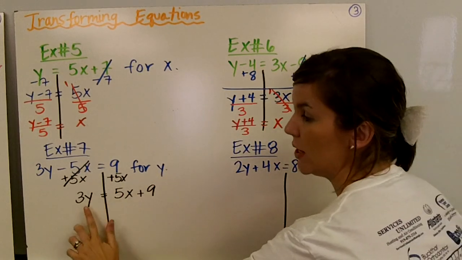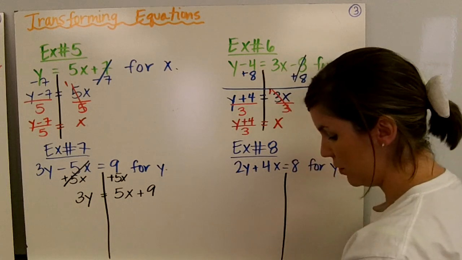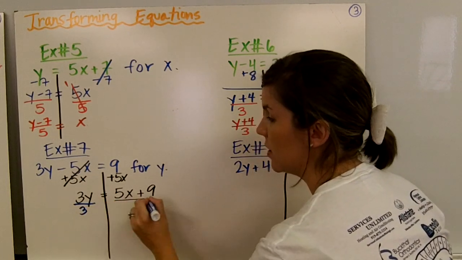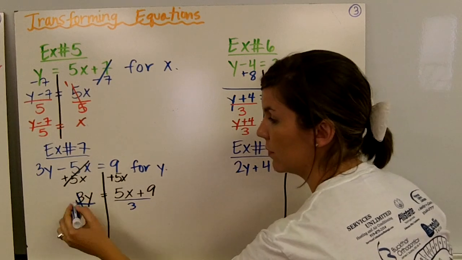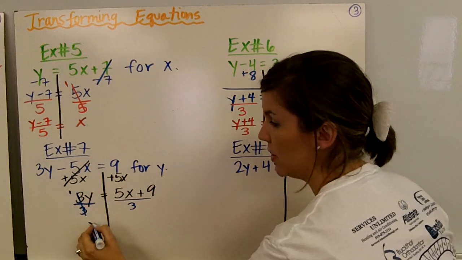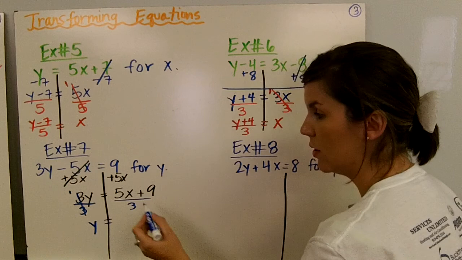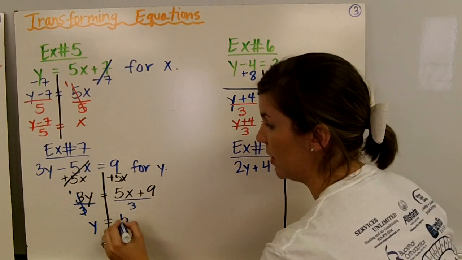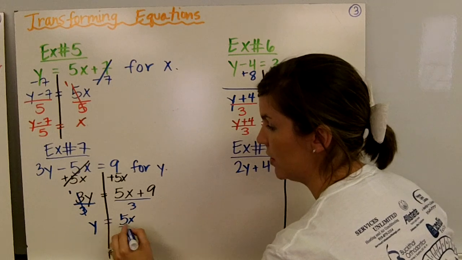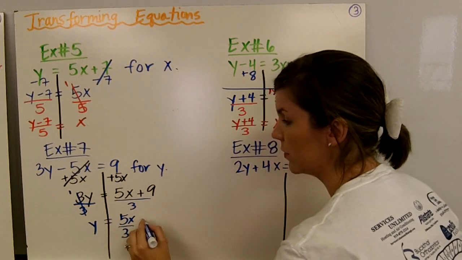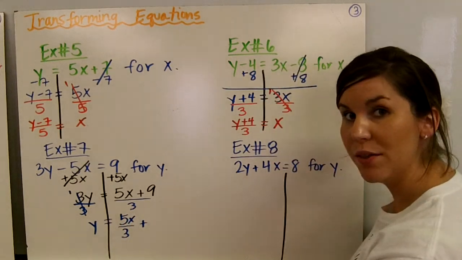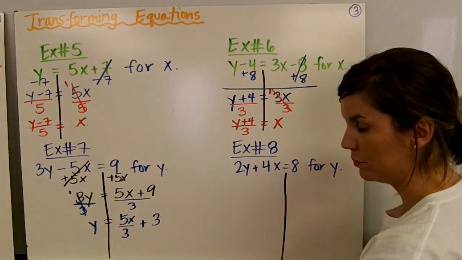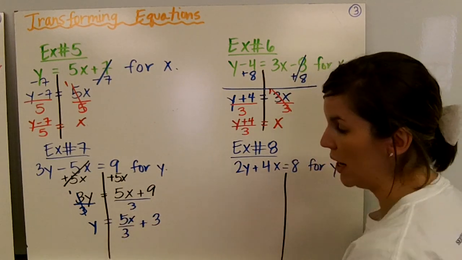Now I'm solving for y. So here's y. I need to get rid of the 3 in front of it. So I'm going to divide both sides by 3. Now I have 1 times y is y. 5x over 3 doesn't simplify. 5x over 3. But 9 divided by 3 does. 9 divided by 3 is 3. So this is my final answer. Y is by itself.